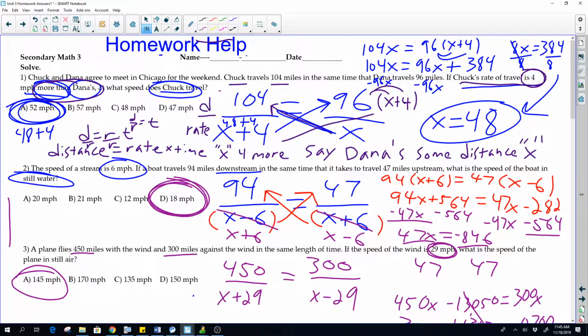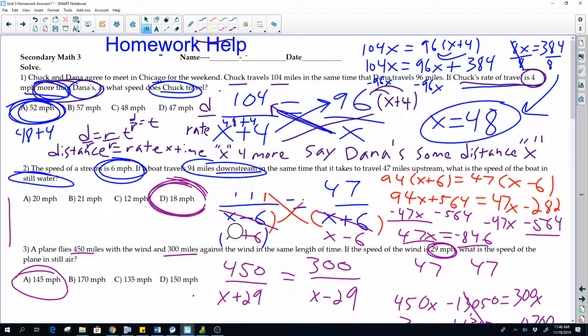So here's our work for number 2. Pause me, take a moment, review it. We cross multiply, distribute through, solve for x. We did have to set that up a little bit different than we thought initially. So it turns out 94 miles downstream is going fast. So how much faster? 6 miles faster. So we're going to divide 94 divided by x plus 6, right?